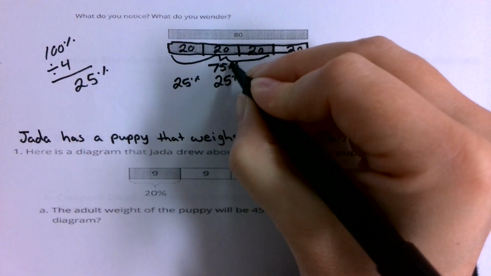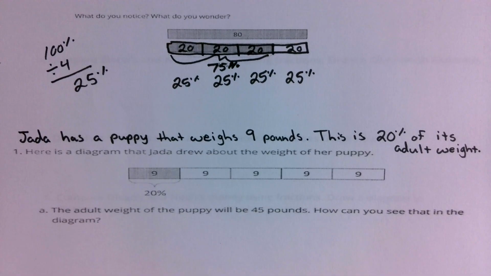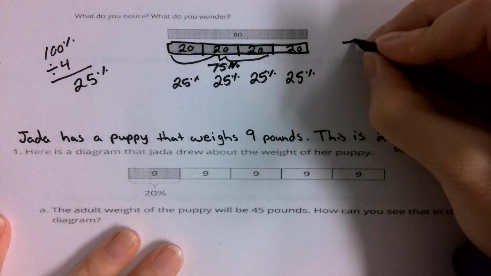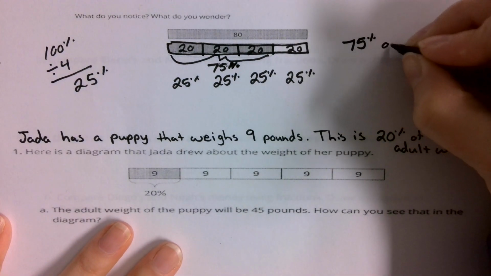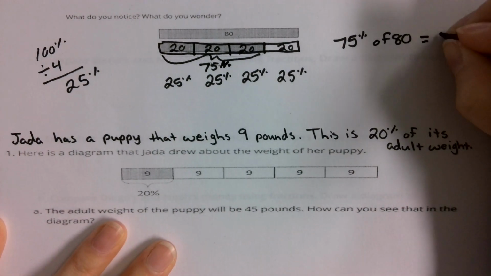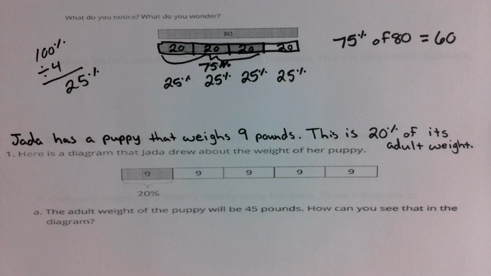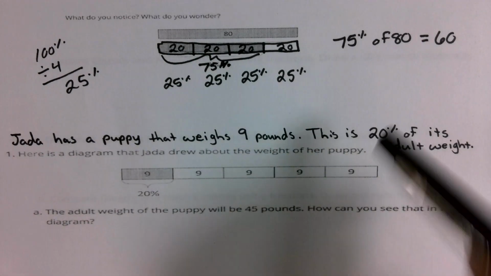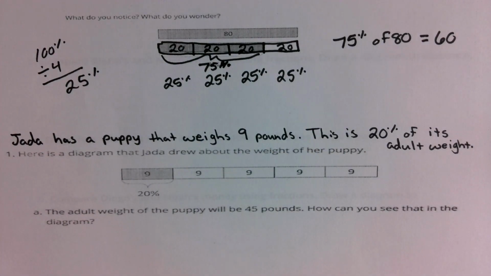Okay, so this shaded amount is going to be worth 75% of our value. So that means 75% of 80 is going to equal 60. 60 is 75% of 80. Using the tape diagram, we're able to split that whole into segments.